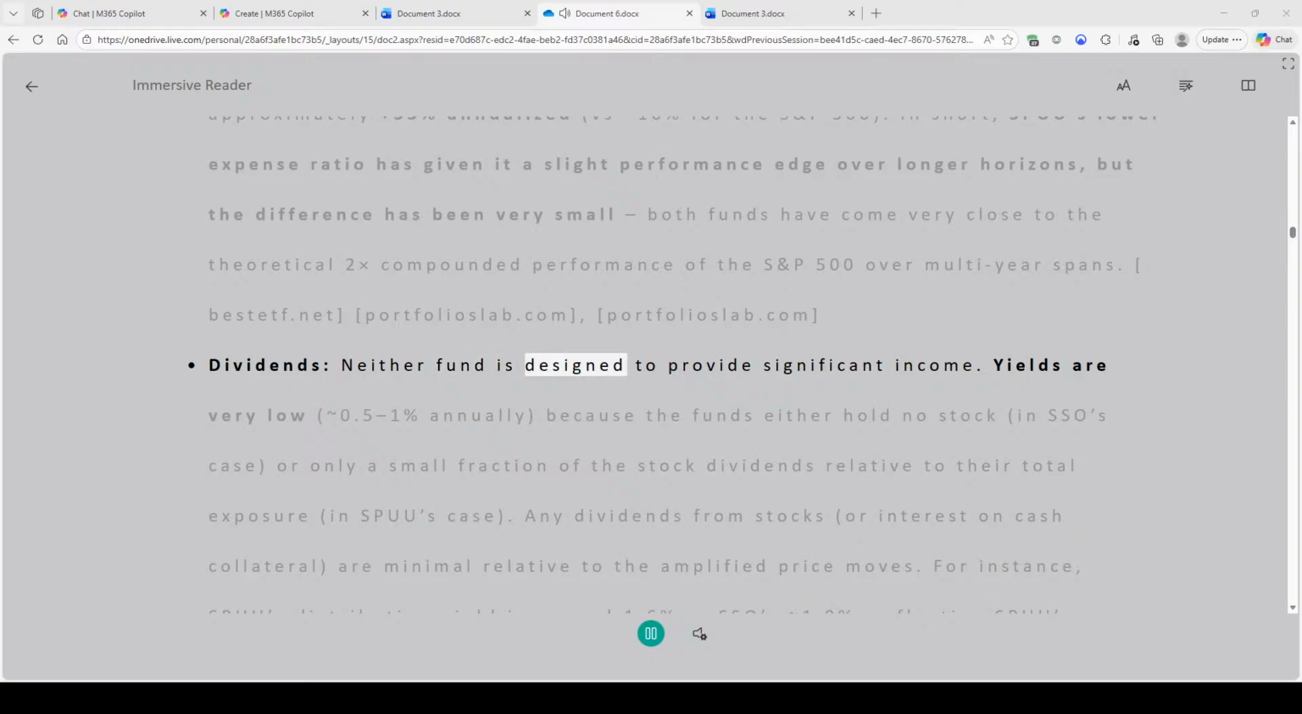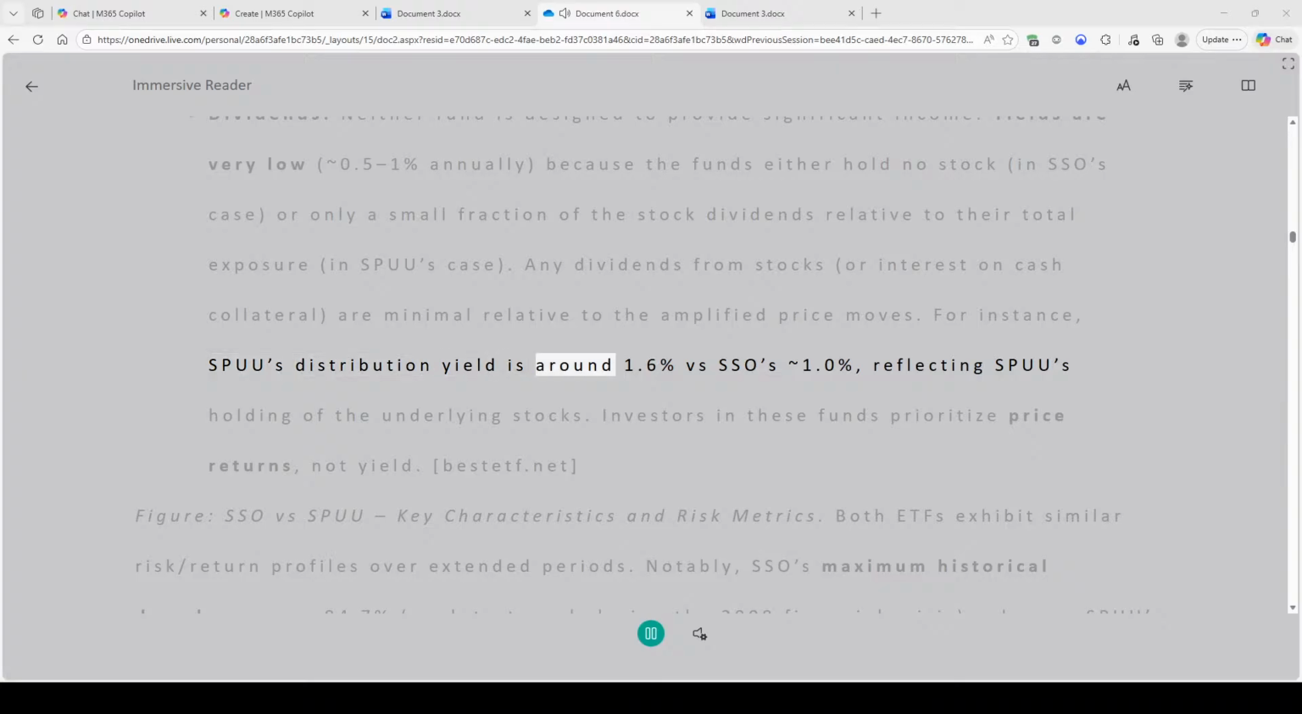Dividends: neither fund is designed to provide significant income. Yields are very low, 0.51% annually, because the funds either hold no stock, in SSO's case, or only a small fraction of the stock dividends relative to their total exposure, in SPUU's case. Any dividends from stocks, or interest on cash collateral, are minimal relative to the amplified price moves. For instance, SPUU's distribution yield is around 1.6% versus SSO's 1.0%, reflecting SPUU's holding of the underlying stocks. Investors in these funds prioritize price returns, not yield.